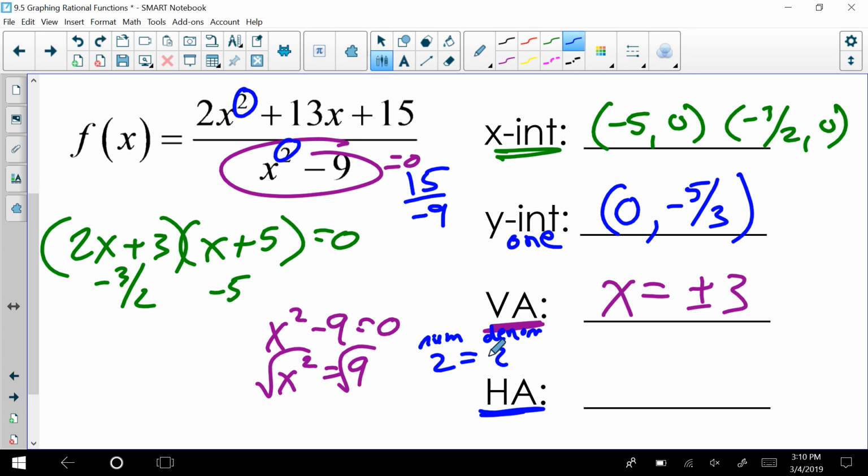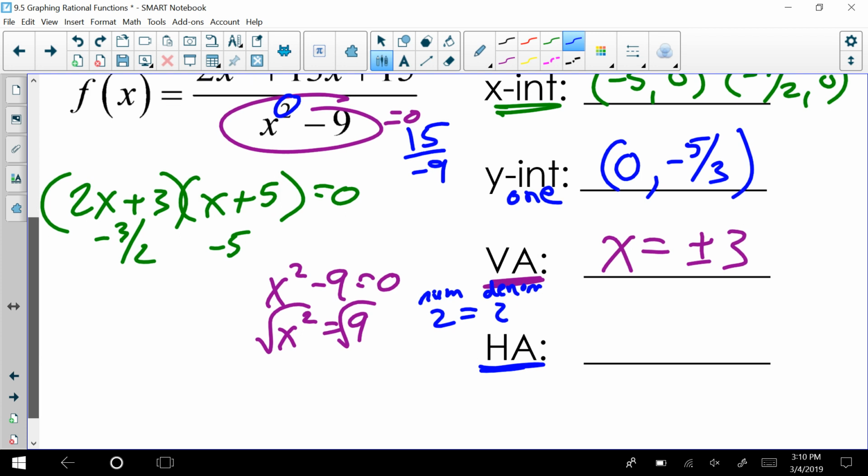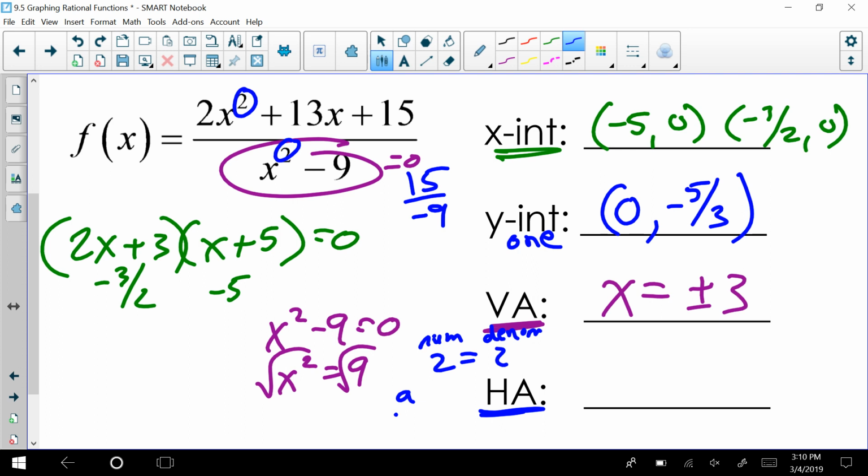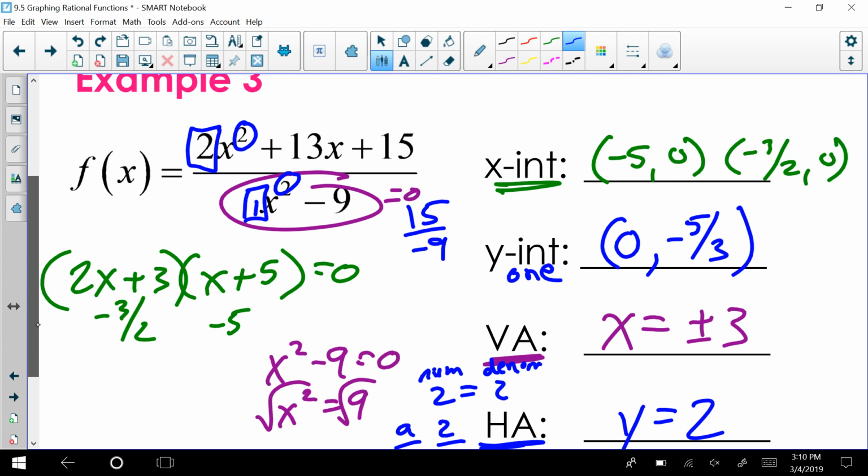If they're the same like this, that's where we're taking A over B. Well, what's A? A is this 2 here, so it's 2 over B would be the number out here. Well, that's a 1, so it's 2 over 1, which is y equals 2. And there we have our example number 3.